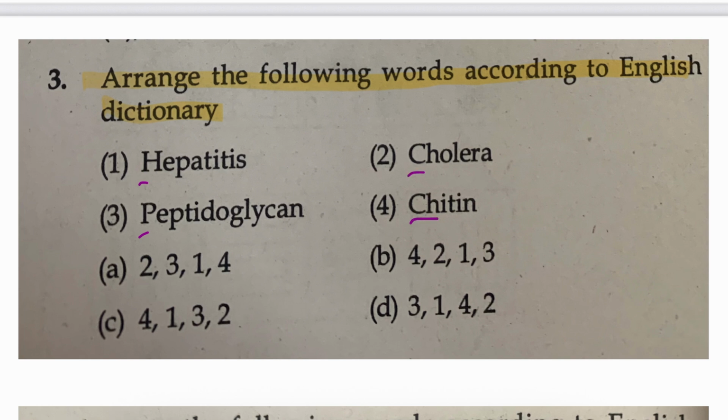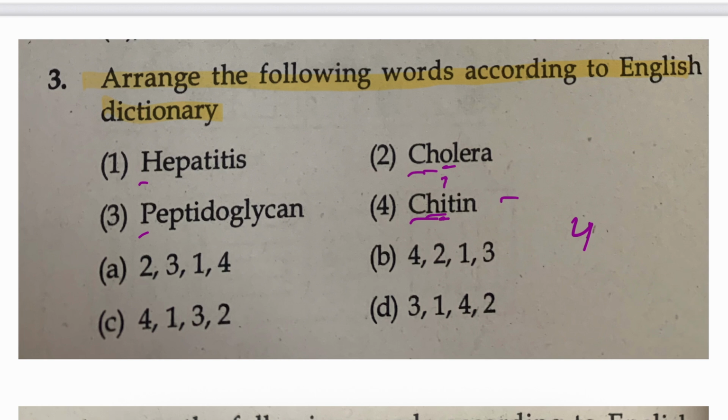There are two words here. First we need to check which letters come first. Then we check the second letter, it is also H, it is also H, so we can't decide there. Then the third letter: here there is O, and here there is I. I comes first compared to O. So the first word will be 4. Okay, first word will be 4. So we got the 4 one.